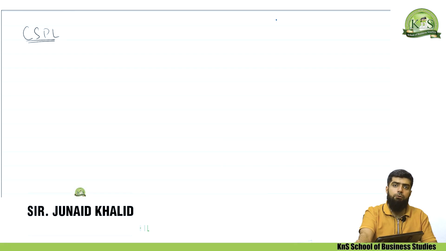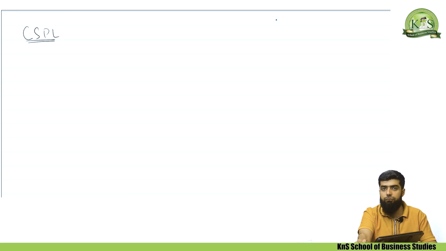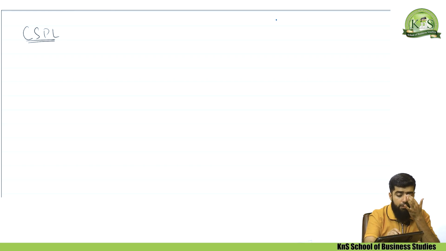Okay. In this video, we are going to again discuss the adjustments related to consolidation, but this time we are discussing the consolidated statement of profit and loss. In the last lecture, we discussed the adjustments that the examiner might test you on for the consolidated statement of financial position. But this time we are discussing the consolidated statement of profit and loss. Now, what adjustments might the examiner ask you?